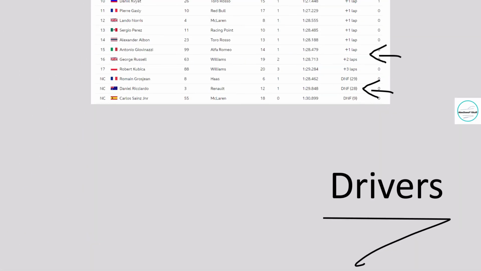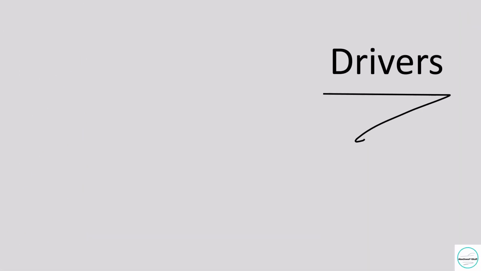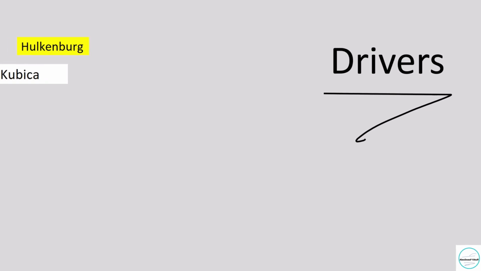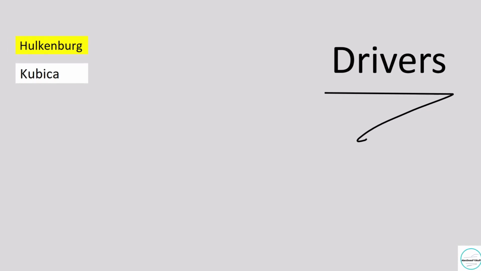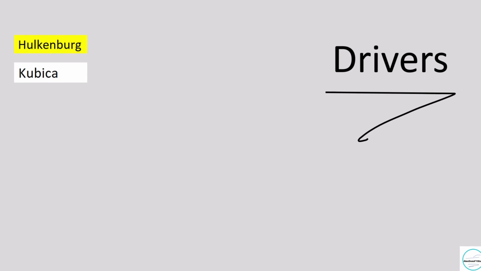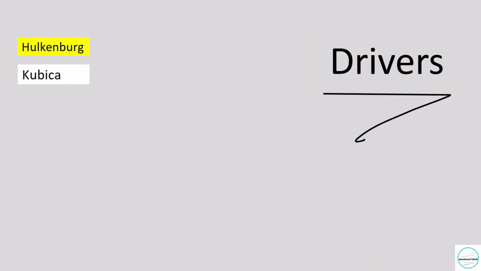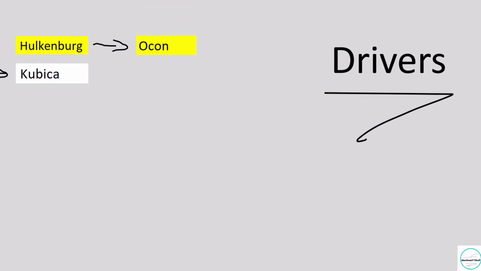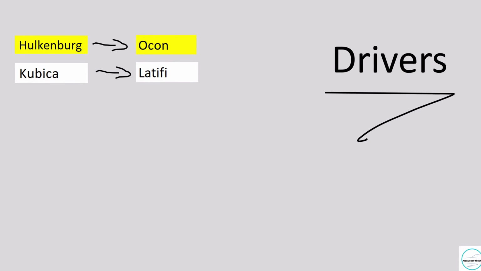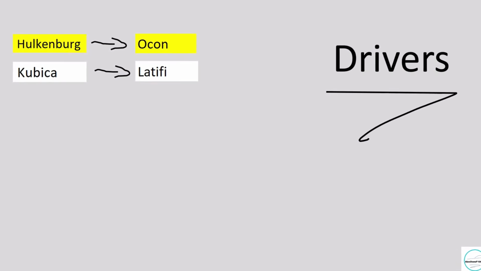So moving on now to some driver assumptions. In 2019, Hulkenberg and Kubica were back on the grid, but for 2020 and my prediction videos, Ocon and Latifi are here. I have simply just replaced Hulkenberg's times with Ocon and Kubica's times with Latifi. It's as simple as that. I couldn't find another way of slotting them in. It's just a straight swap.